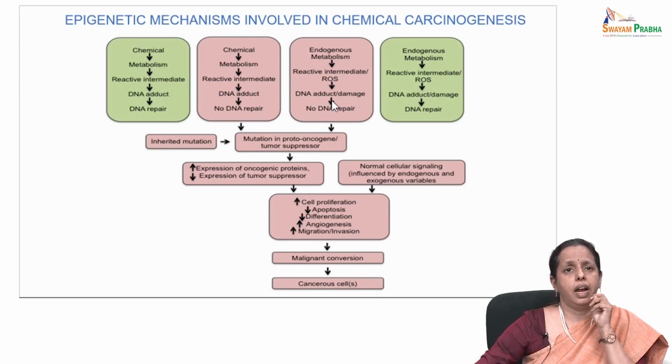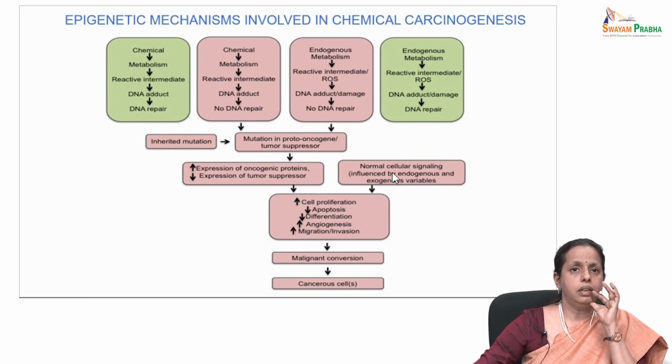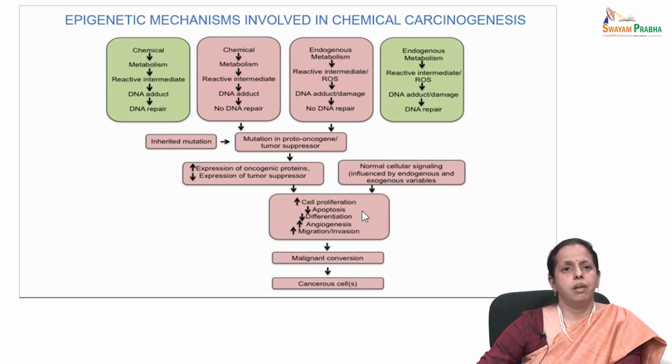Now coming to the endogenous metabolism, where the reactive intermediates such as reactive oxygen species, ROS, form a DNA adduct and then damage. Still, if there is no DNA repair mechanism, the mutation progresses, and after that there is an increase in expression of oncogene proteins and a decrease in expression of tumor suppressors, and then your normal cellular signaling, which is influenced by endogenous and exogenous variables. As it progresses, what will happen? You have increase in cell proliferation, decrease in apoptosis, decrease in differentiation, all these major hallmarks which lead to the progression of cancer, as we will see. There is malignant conversion, and then there are carcinoma cells.